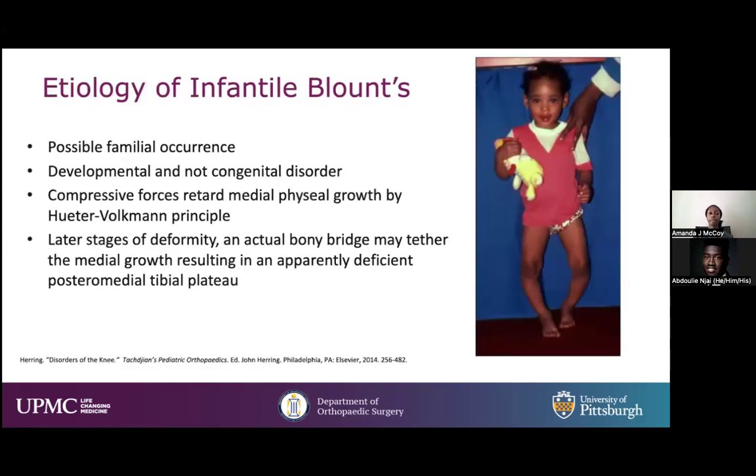All right, so we're going to move away from leg length discrepancy, and we're just going to go over a couple of cases of Blount's disease. First, we're going to talk about infantile Blount's disease, and this is very common anywhere I've worked. It is somewhat familial. It is developmental and not congenital. What that means is it's not present at birth, but it develops along the way. And what happens is, for some reason, on the medial side of the tibia, the growth plate becomes sick. And because the growth plate is overloaded, it actually becomes sicker and it cannot continue to grow.